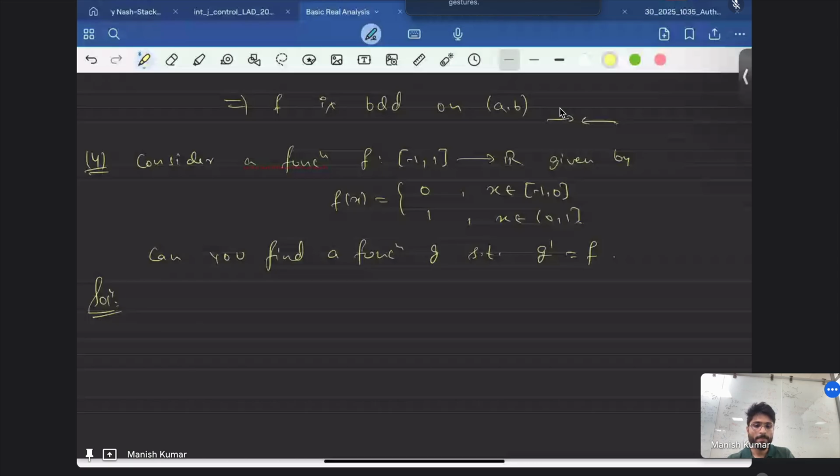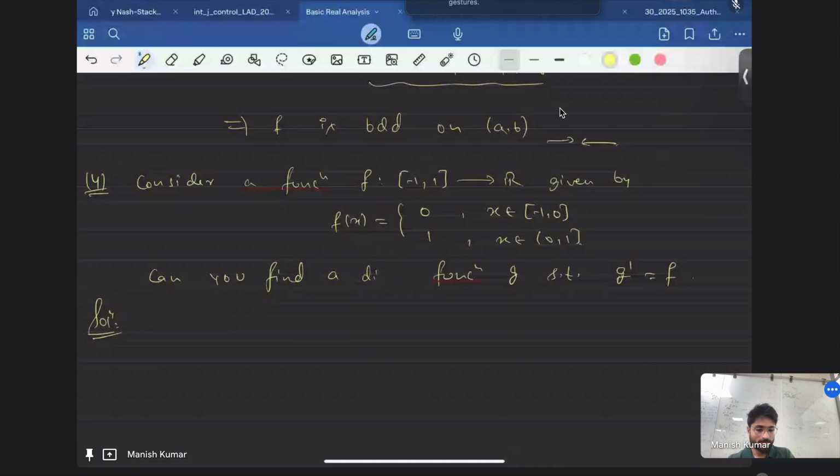Do you know the Darboux theorem? Sir, I have heard about the Darboux property. What is that property? Sir, that the derivative assumes the intermediate value. So the derivative satisfies the intermediate value property, IVP. Yes, sir. Can you apply that result over here?